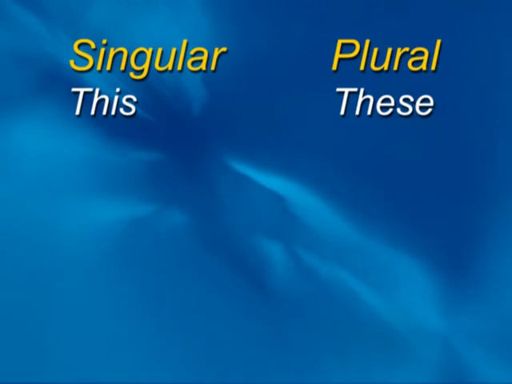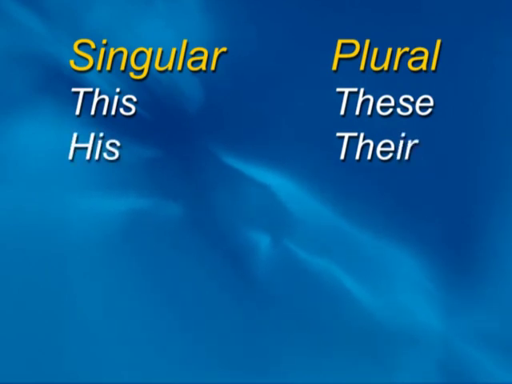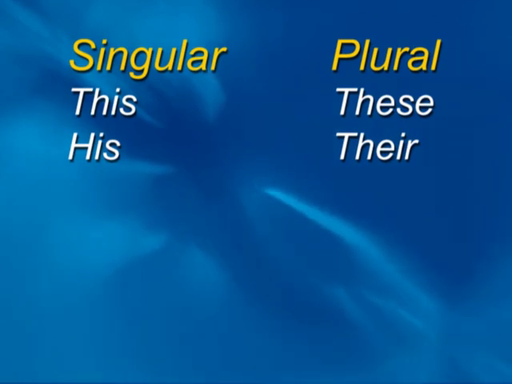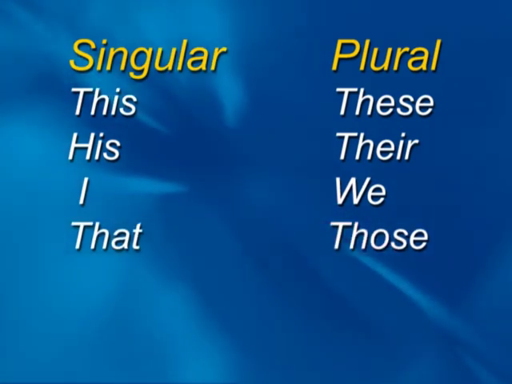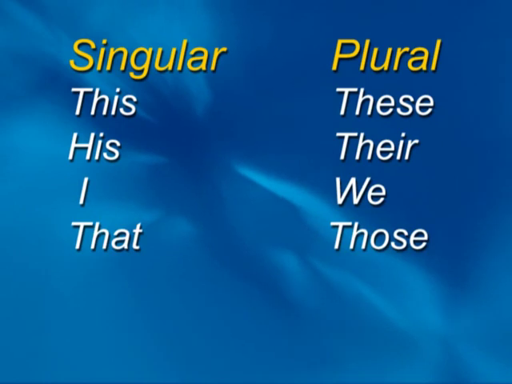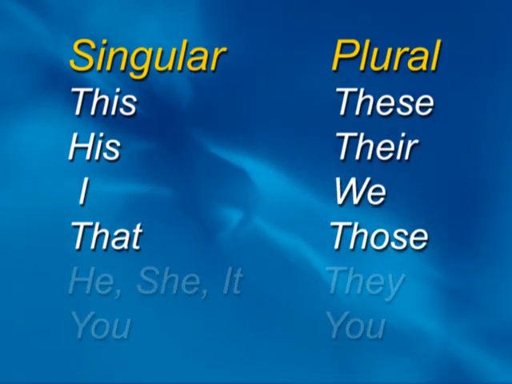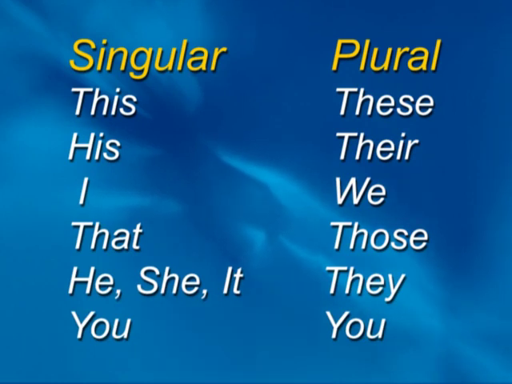Here you can discuss some plural forms of pronouns. This in singular, these in plural. His in singular, their in plural. I in singular, we in plural. That in singular would become those in plural. He, she, it in singular would become they, you in plural.